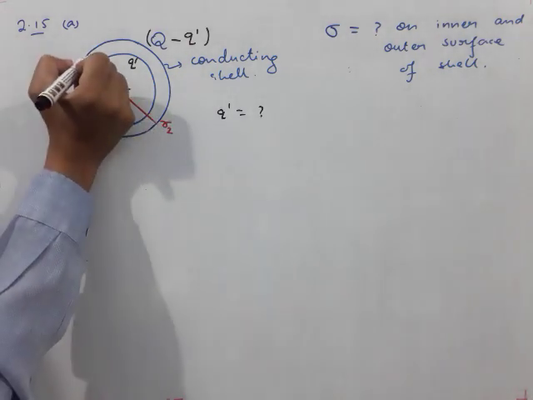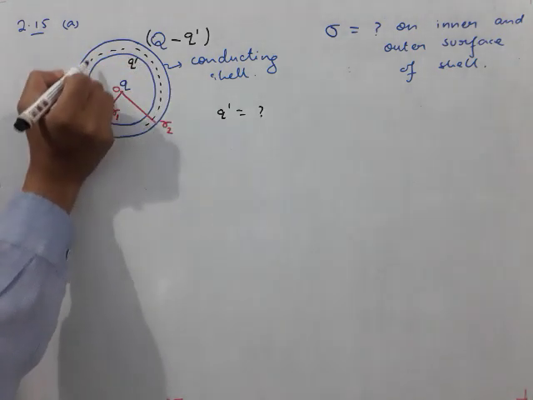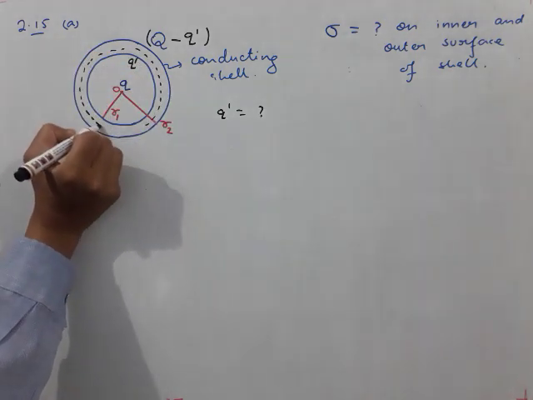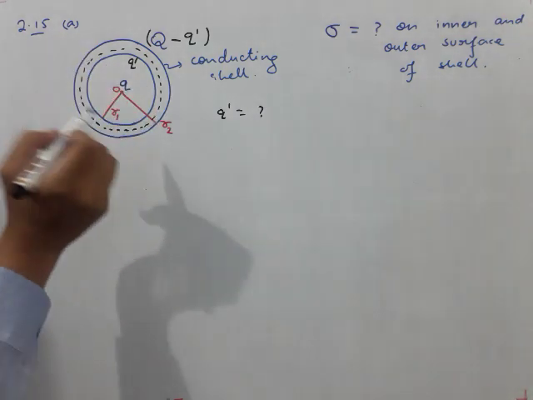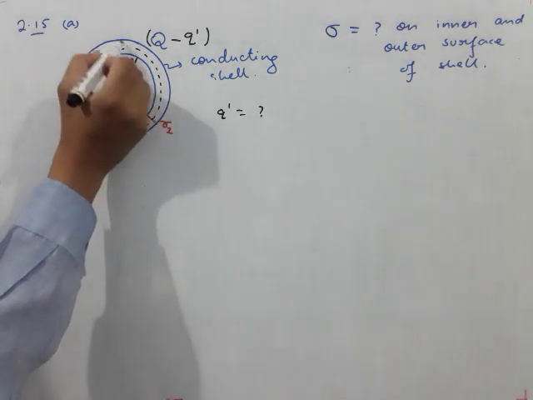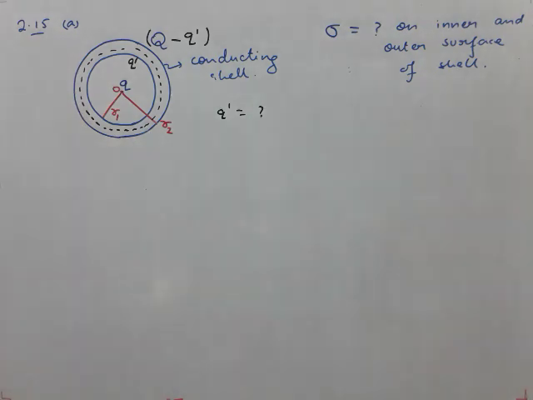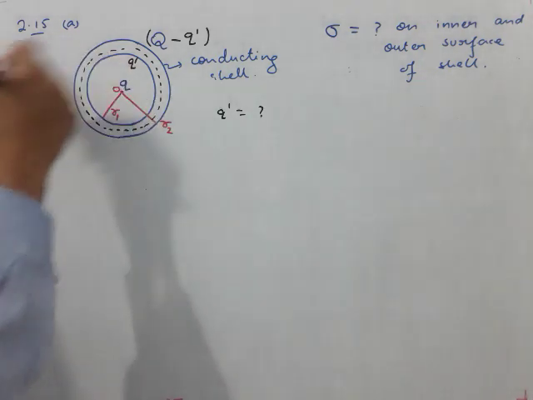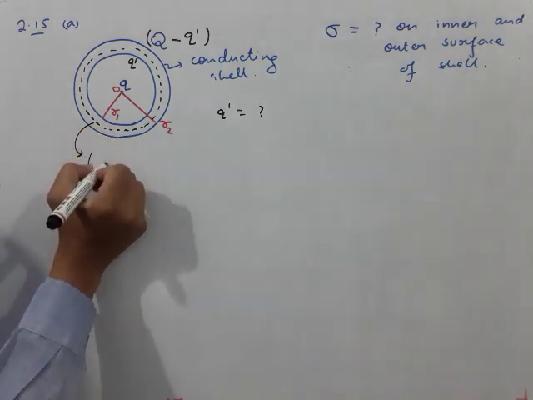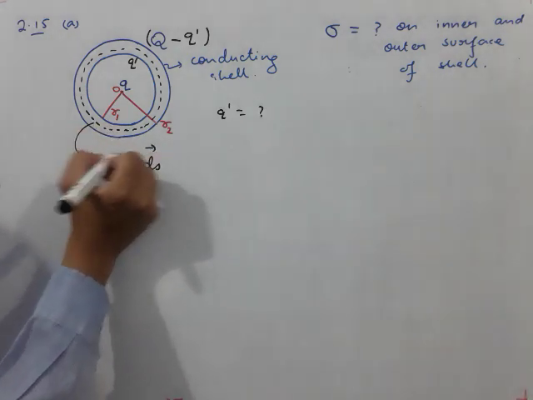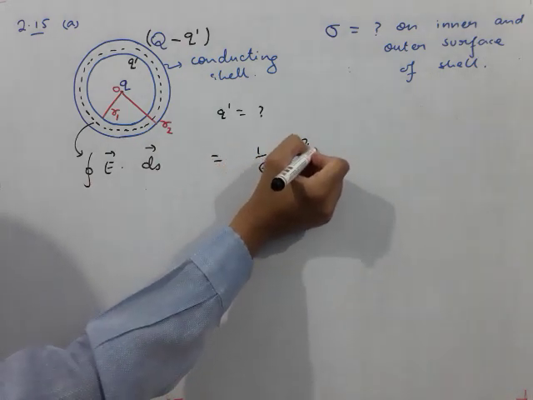To find Q dash, we'll use Gauss law. We'll draw a Gaussian surface in the form of a sphere, all the points of which will lie inside the conducting shell. And this Gaussian surface has the same center, that is O. So we'll apply Gauss law on this Gaussian surface. Integral E dot dS is equal to 1 by epsilon naught times q in.